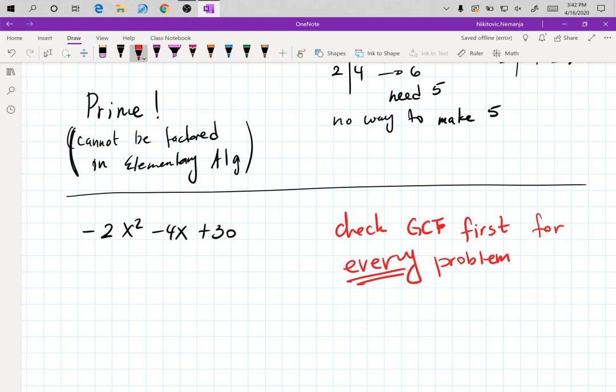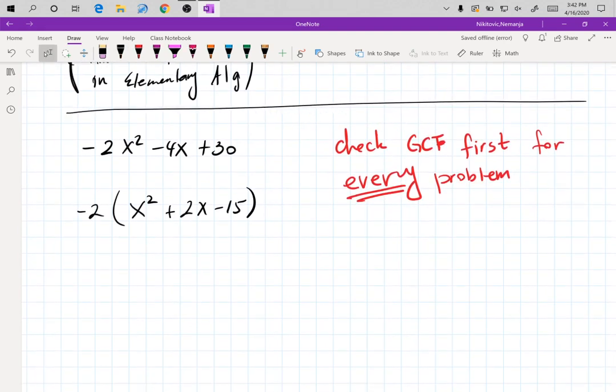So we don't know how to factor this with the negative 2 in front. Luckily, we can pull that negative 2 common factor outside, and then this one becomes just x squared plus 2x minus 15. So we need a list for negative 15, which is 1 and negative 15, 3 and negative 5. Oh, that's exactly what I need. I need negative 3 and 5.